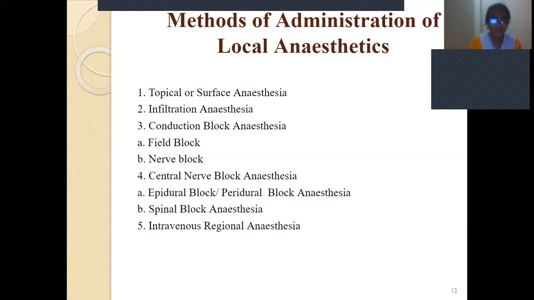Next, conduction block anesthesia. It is applied around the nerve trunk. Here there are two types, field block and nerve block. The field block is injected subcutaneously in the surrounding area of the scalp.